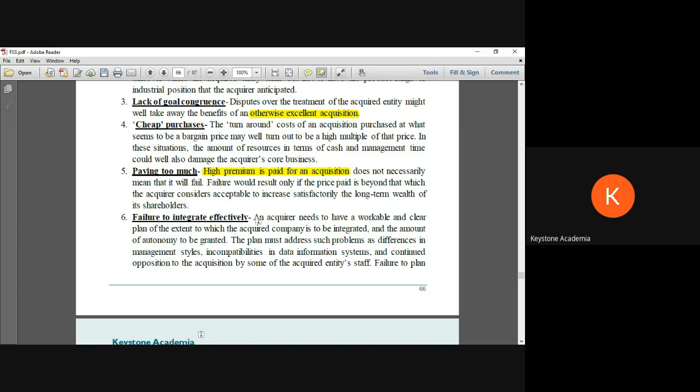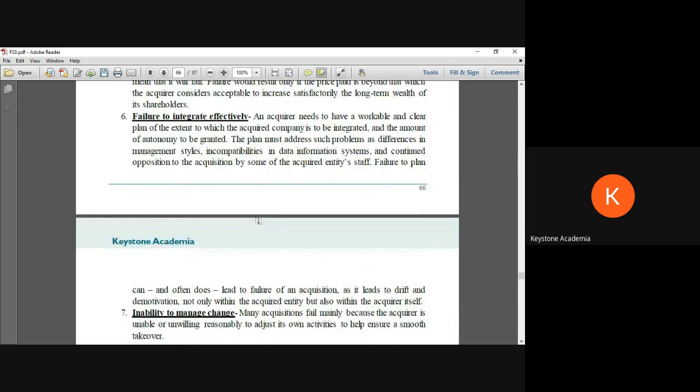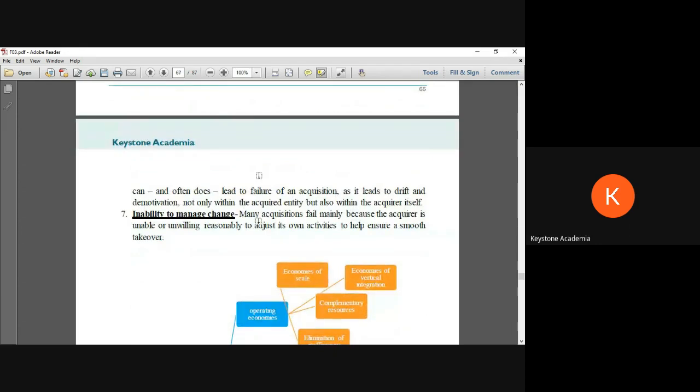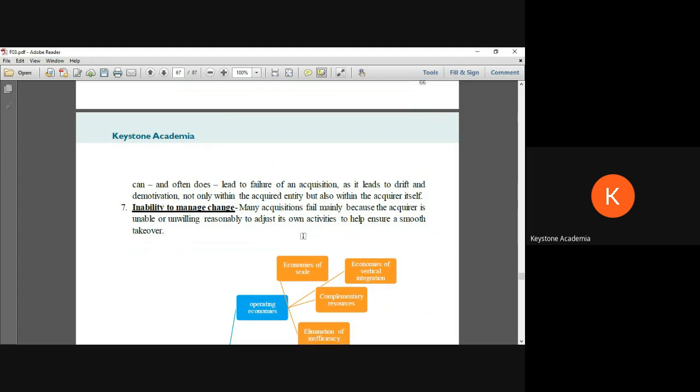And sometimes we are talking about economies of scale, which means we have to make redundancies. So a lot of people will object to that, and sometimes the people you need might also go away. So managing all of this can be an uphill task. Then there is inability to manage change, similar to that. Many acquisitions fail mainly because the acquirer is unable or unwilling reasonably to adjust his own activities. They have to give time and understand the business, especially if it is a new industry or new business, which can be a very big problem.